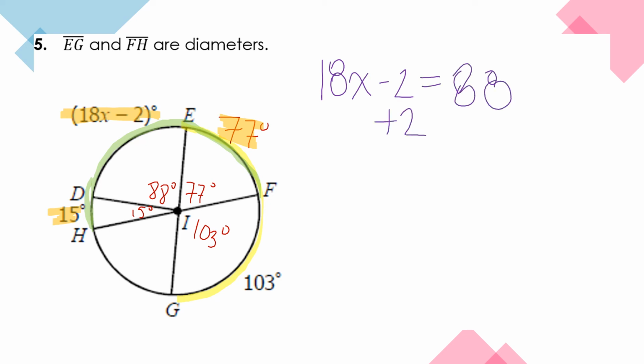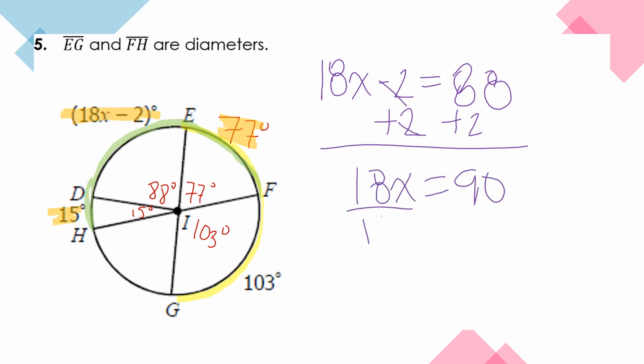Add 2 to both sides, 18x equals 90. Divide both sides by 18, and x will equal 5. And on this one, it cut out, but in your notes, that's all you're doing is finding what x equals.